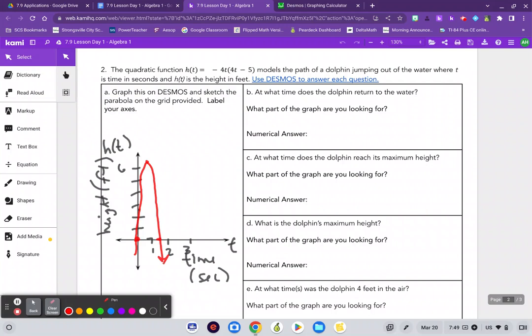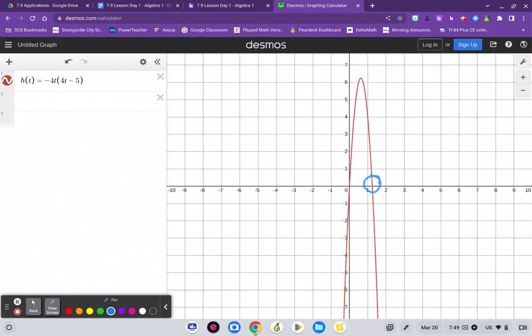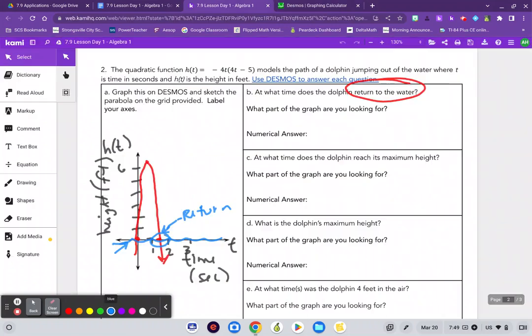And then B says, at what time does the dolphin return to the water? Okay. So this is where the dolphin is jumping out of the water. And so this is where the dolphin is going to return to the water. This t or x-axis is like my water. And so we had said that that would be our x-intercept. And when I look over here at Desmos, that x-intercept is at 1.25. And so it says, what part of the graph are you looking for? We're looking for that second x-intercept.